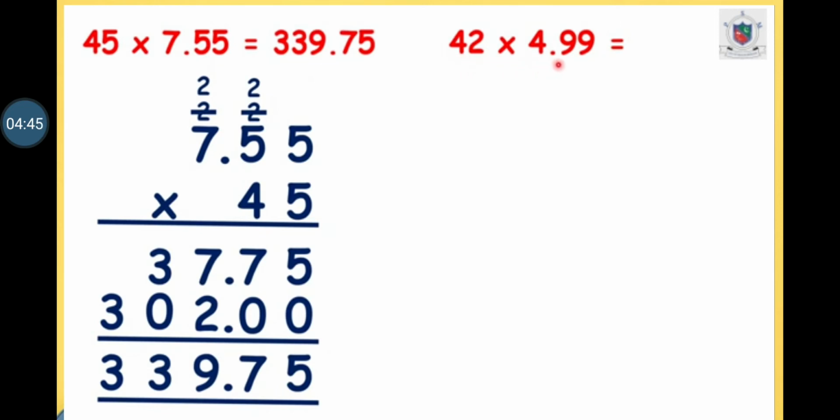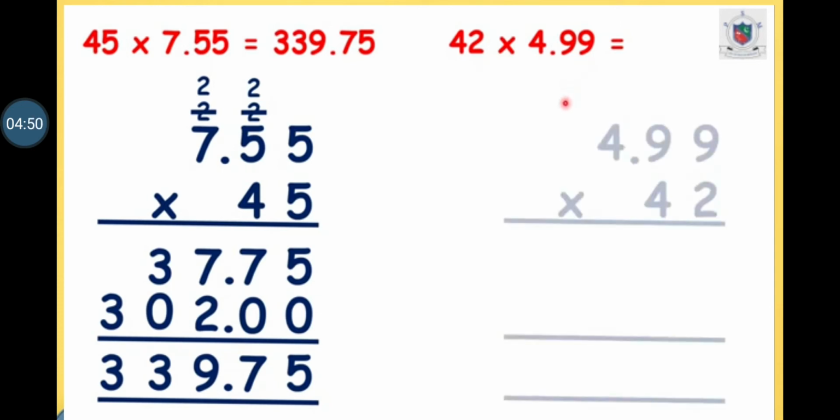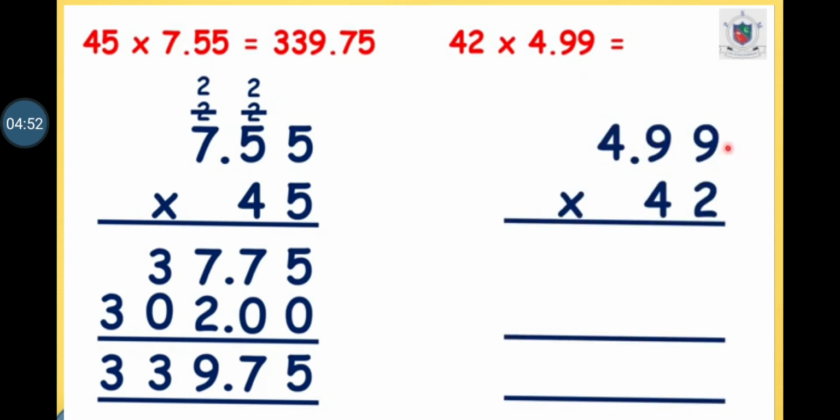In the same way, here we are going to multiply 4.99 with 42. As we did previously, again we have to multiply 2 with all the top digits. As I told you, you can place the decimal point before solving, under the decimal point till the answer, or you can add the decimal point after solving the question.